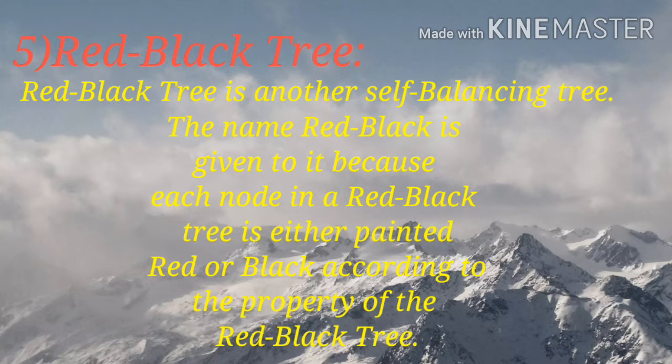Red-black tree. A red-black tree is another self-balancing tree. The name red-black is given to it because each node in a red-black tree is either painted red or black according to the properties of the red-black tree.